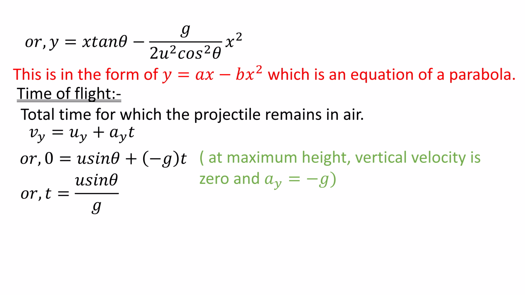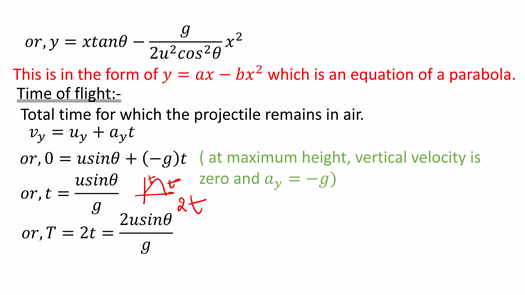This is the time taken by the projectile to reach highest point, and this projectile motion is symmetric. That's why the total time for which the projectile remains in the air is 2t. This is time of flight.